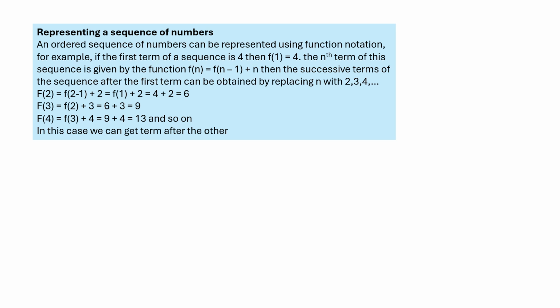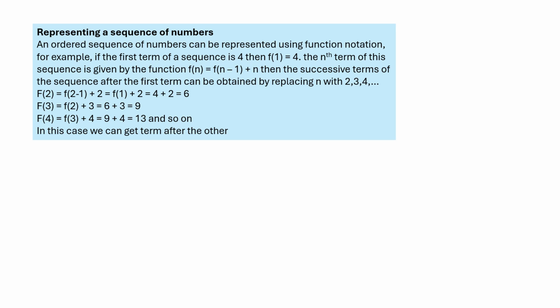So if I want to get f of 2, this means f of 2 minus 1 is f of 1. Already we have f of 1 equal to 4, so add 2, the same value of n. So 4 plus 2 equals 6. Again, if we want to get f of 3, you will write f of 2, the previous term, plus n itself, plus 3. So 6, already we got f of 2 was 6, so 6 plus 3 equals 9.